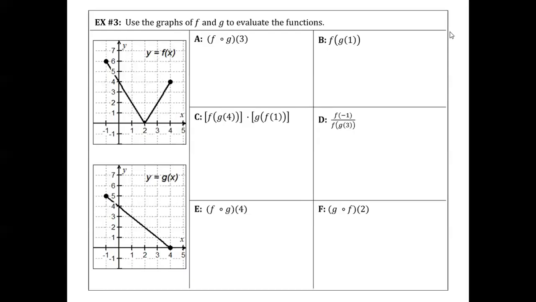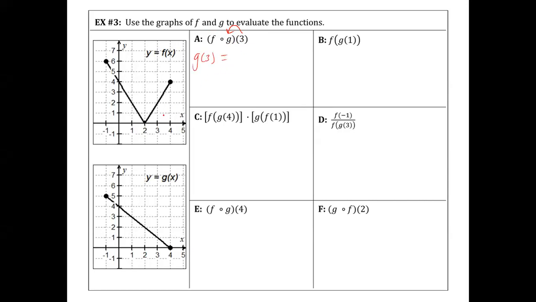Okay, so on example number 3, you're actually evaluating composition functions, which means that we have numbers that we are going to plug in. When it's written in composition form instead of in function notation form, well, it's all function notation, but in this specific form, the best way to think about it is you're going right to left. So I'm going to evaluate G of 3 first. So G of 3 is what's going to be evaluated.